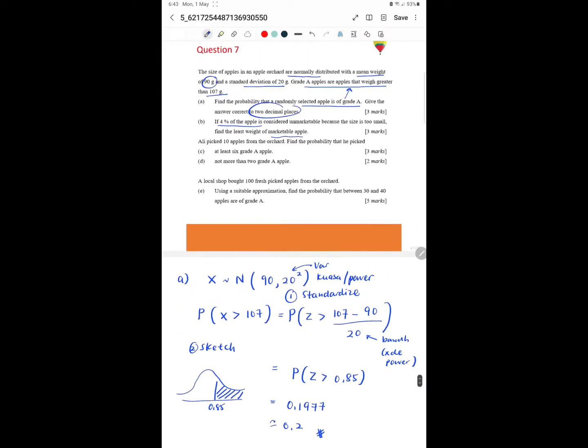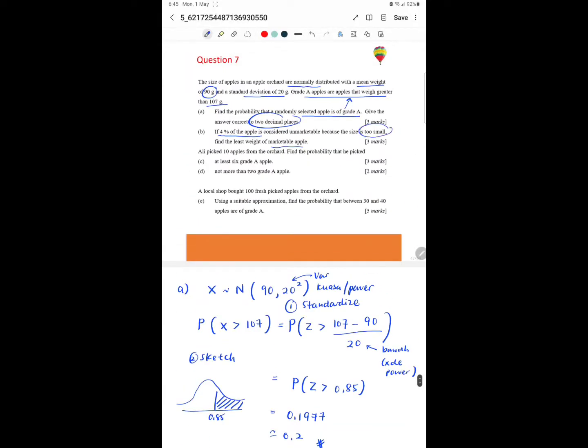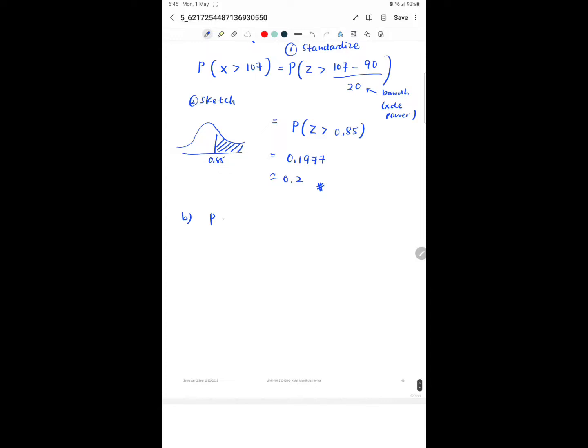How do we know it's the least weight? If the question states the probability is 4%, that means X is less than the variable, let's say m, with probability 0.04. Now we standardize: Z equals m minus mean over standard deviation, equals 0.04. Since this is less than 0.5, it's on the left side. The shaded region is 4% only.